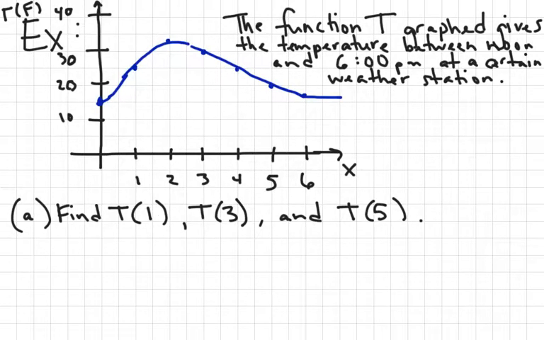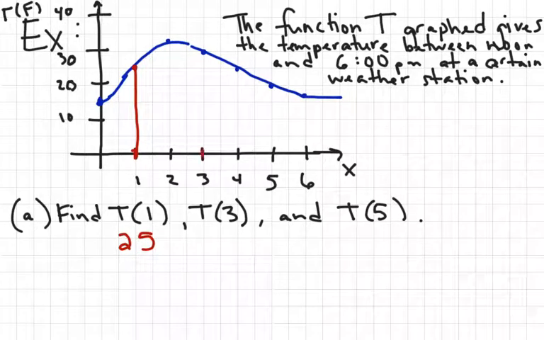Let's talk about looking at a graph and extrapolating information from it. The function T graphed gives the temperature between noon and 6 p.m. at a certain weather station. Find T of 1, T of 3, and T of 5. Well, T of 1, we're going to go to 1 on the x-axis, and we're going to find out where it hits the graph. Well, it appears to hit here. So if the input's 1, the output appears to be about 25.